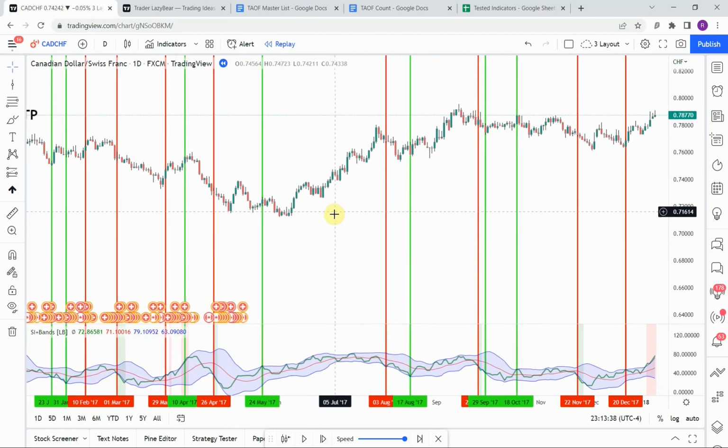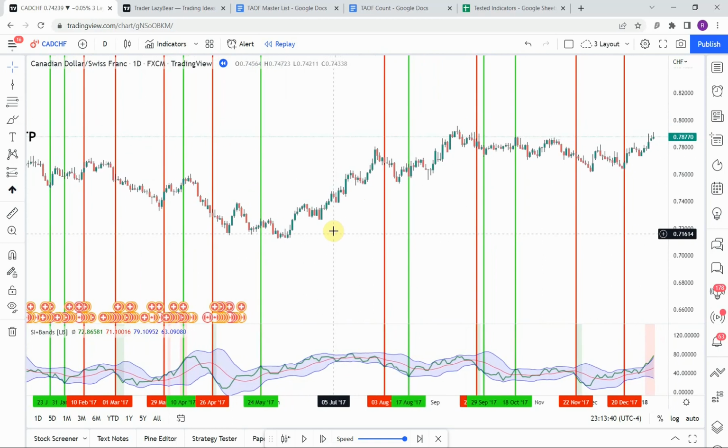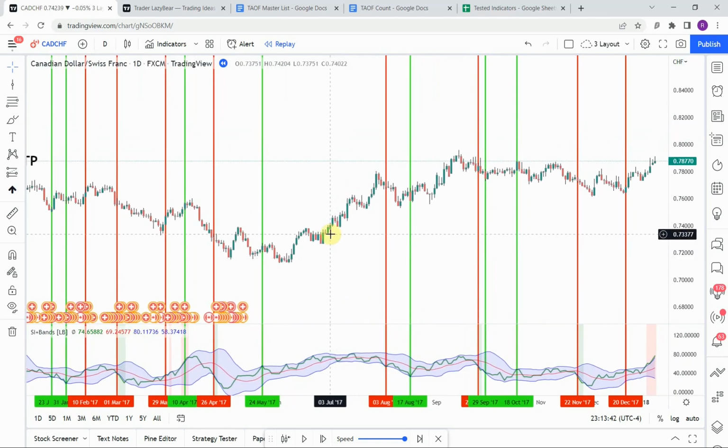And so yeah, it's interesting, but unfortunately it's just not going to work for us. And so for that reason, it is going to go on the no list, and we will move on to the next indicator from here.